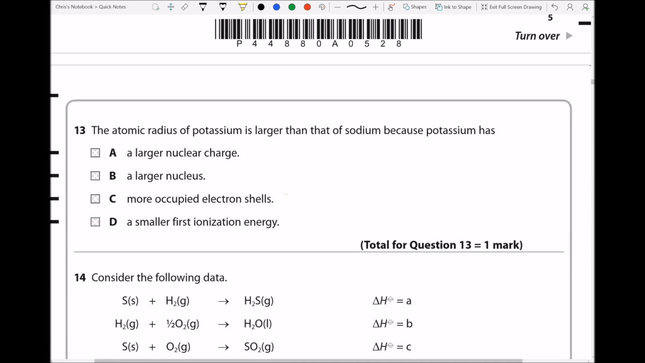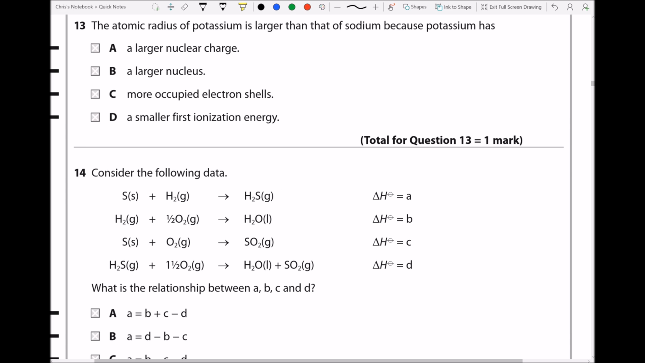Right, question 13. So we've got the atomic radius of potassium is larger than that of sodium because potassium has. So we've got to look at the radius of potassium. It is lower down in group 1 than sodium. So that means it's got an extra electron shell. That makes it significantly larger than the sodium atom, which is a lot smaller. So that's the key thing, really. When you go down a group, the biggest change in atomic radius is the more electron shells, and they're occupied as well, obviously. Larger nucleus doesn't have that effect.